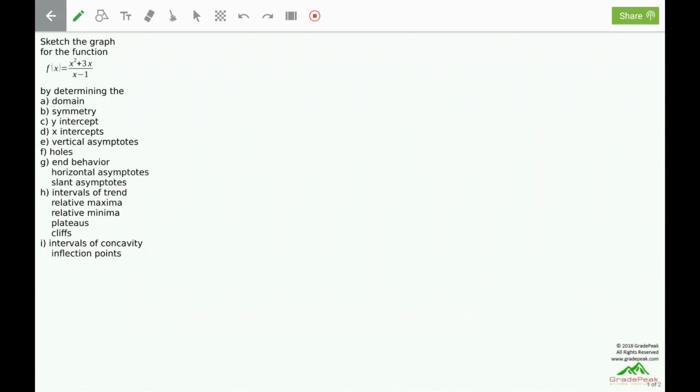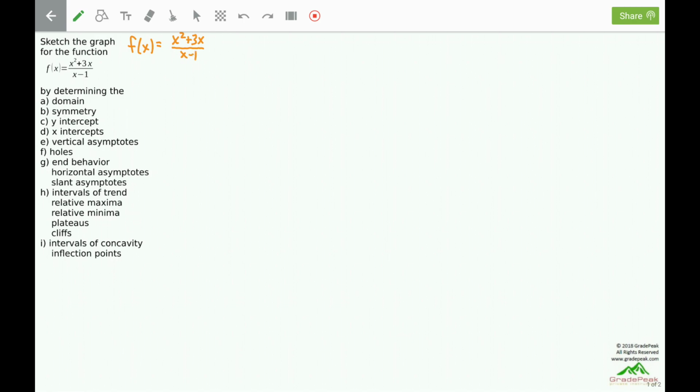Sketch the graph of the function f of x equals x squared plus 3x divided by x minus 1 by determining the parts a through I. f of x equals x squared plus 3x divided by x minus 1.